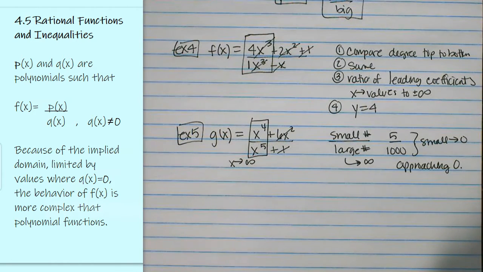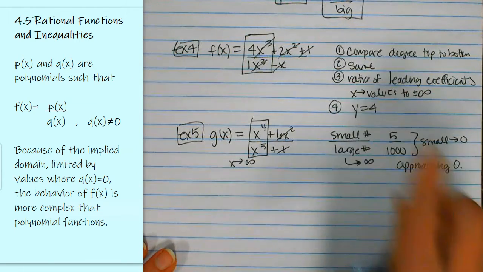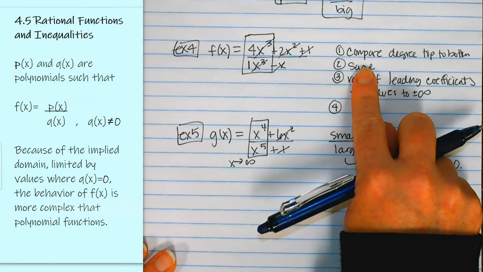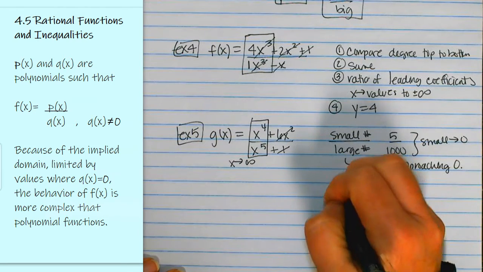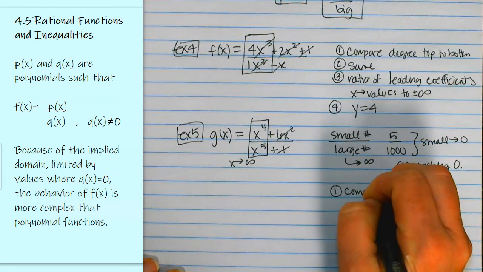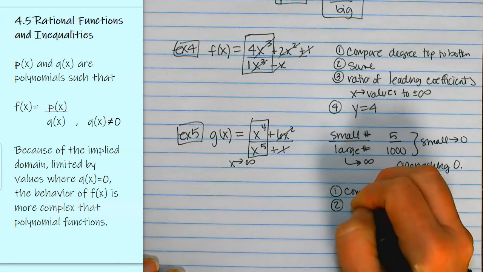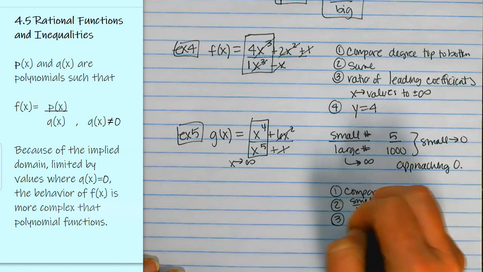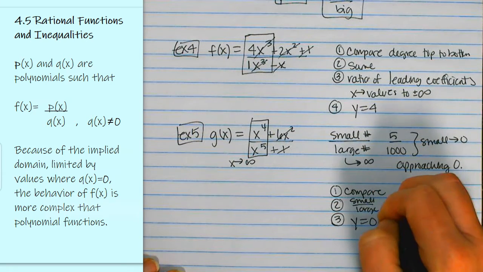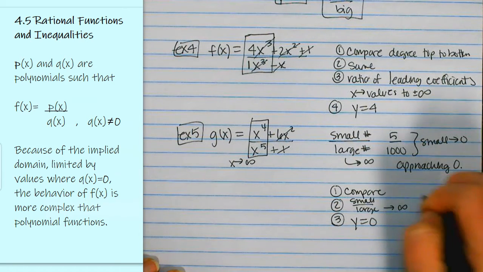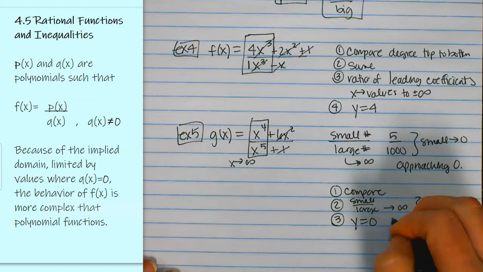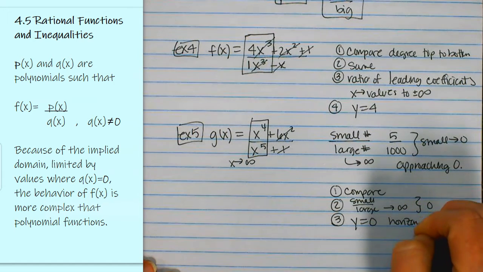So what I'm suggesting in this case is we do this same test. We compare the degree of the top to the bottom. In this case, they're not the same, so we compare them. In 2, we have a small one on the top, and we have a larger one on the bottom, which right away means that y equals 0. It means that this is going to infinity, and the unit is going to 0. Y equals 0 is the horizontal asymptote.